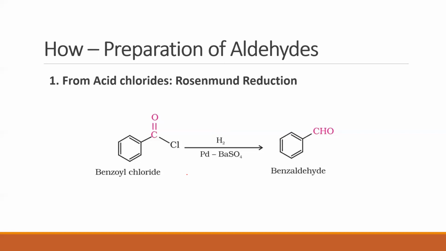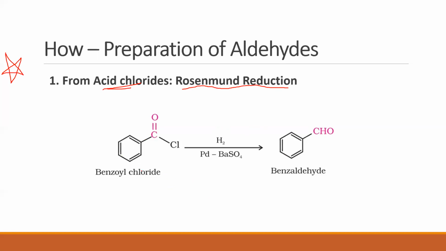The first one is starting from acid chlorides. Starting from what? Acid chlorides. Acid chlorides are also called acyl chlorides or acyl halides. This reaction has a name, and the name of this reaction is Rosenmund reduction. Since it is a name reaction, this is an important reaction. So I want you to remember the reaction. Now, what is Rosenmund reduction?